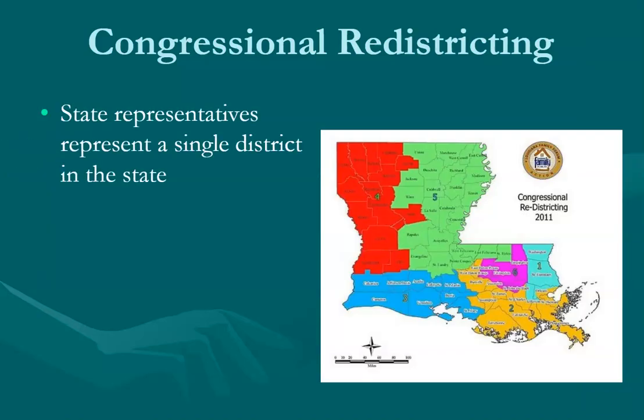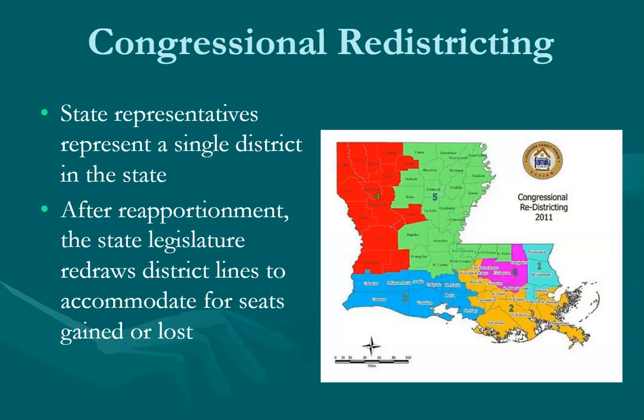Congressional redistricting. State representatives represent a single district within a state. After reapportionment, the state legislature redraws district lines to accommodate for seats gained or lost. So here you have the redistricting map of Louisiana for 2011. District 1 is over here where you see my mouse pointing, and then District 2, and then 3, 4, 5, and 6. You'll notice they are very different sizes.